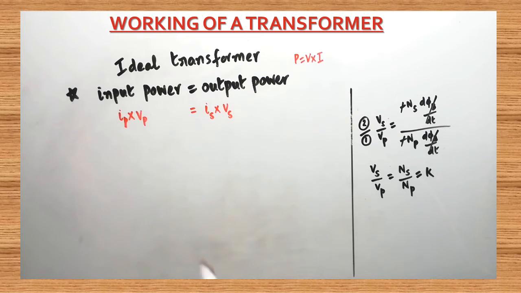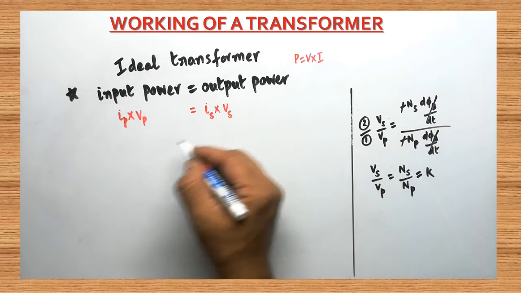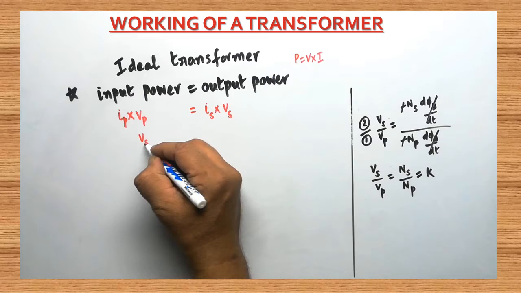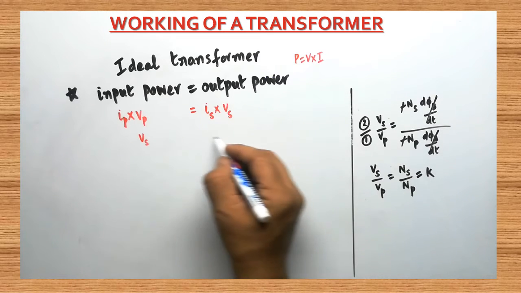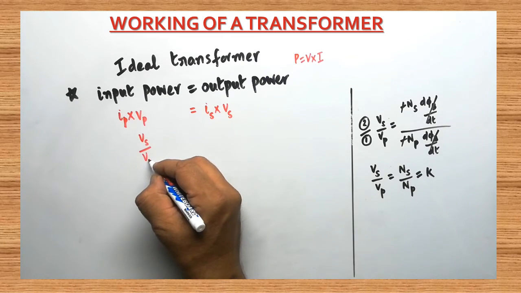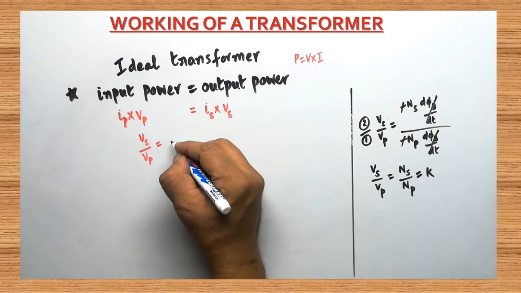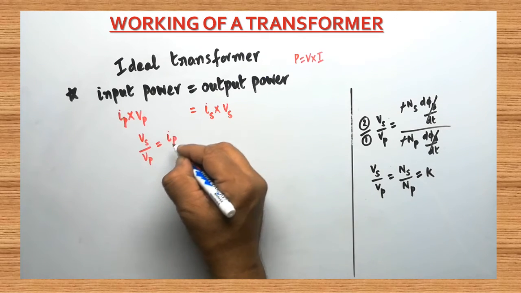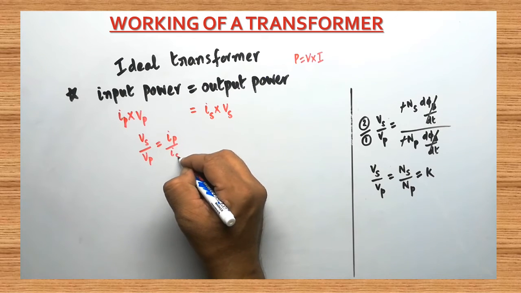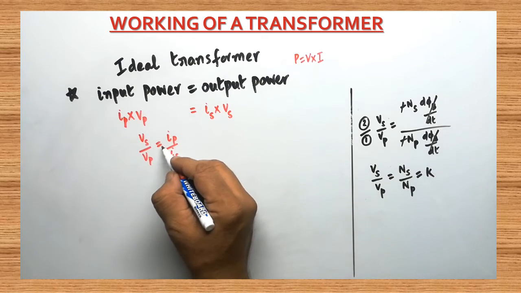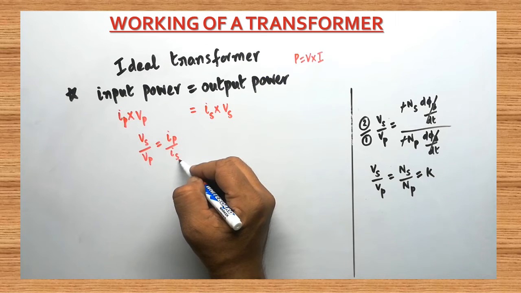So from this we can get the ratio. Let us say like this: keep Vs on one side, bring Vp to this side. This becomes Vs divided by Vp. After cross multiplying, what will happen? Ip divided by Is can be written. So Vs divided by Vp will be equal to Ip by Is.